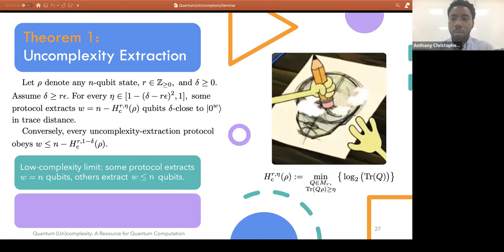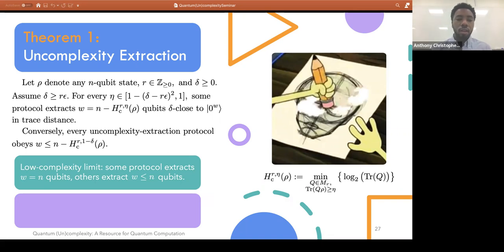So let's look at a couple of limits, the low complexity limit. In the low complexity limit, we see that some protocol will extract n qubits, and all others will extract less than or equal to n qubits. We established previously the low and high complexity limits, so this all checks out. Basically, if we have a very uncomplex state, then we're able to extract a lot of uncomplexity.